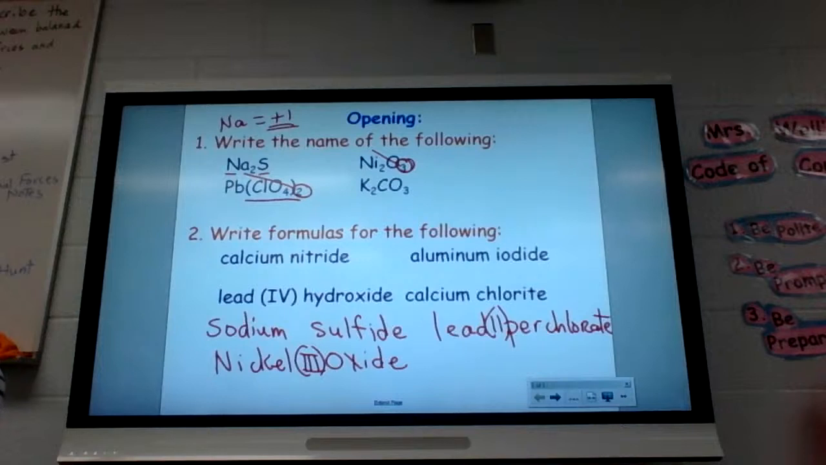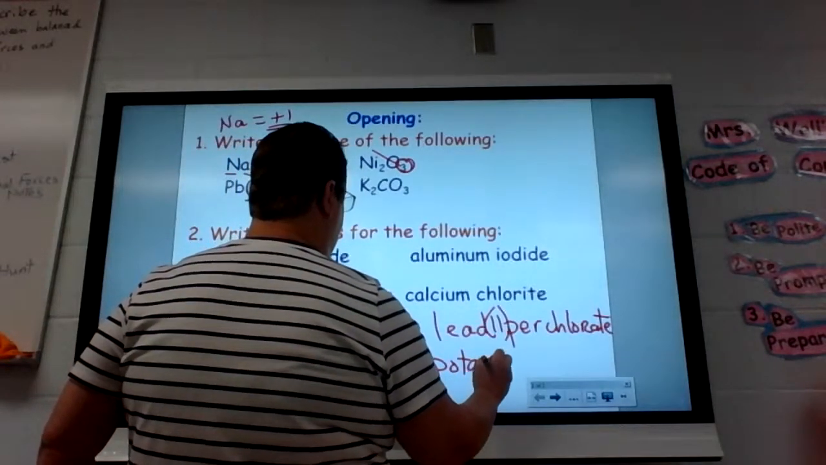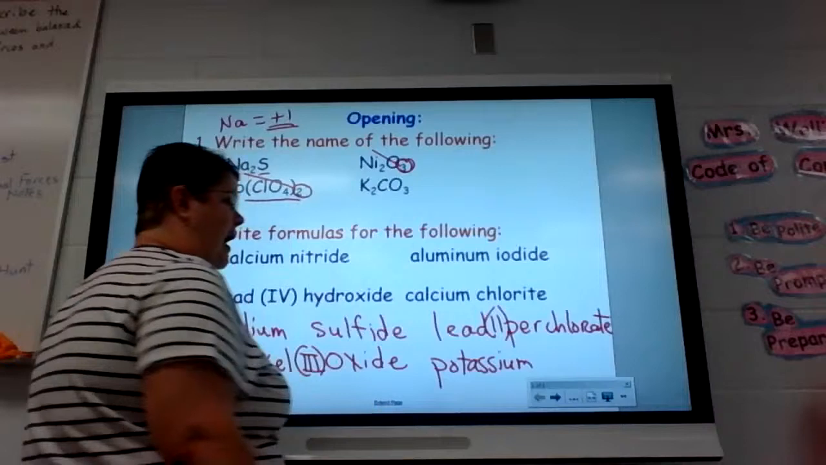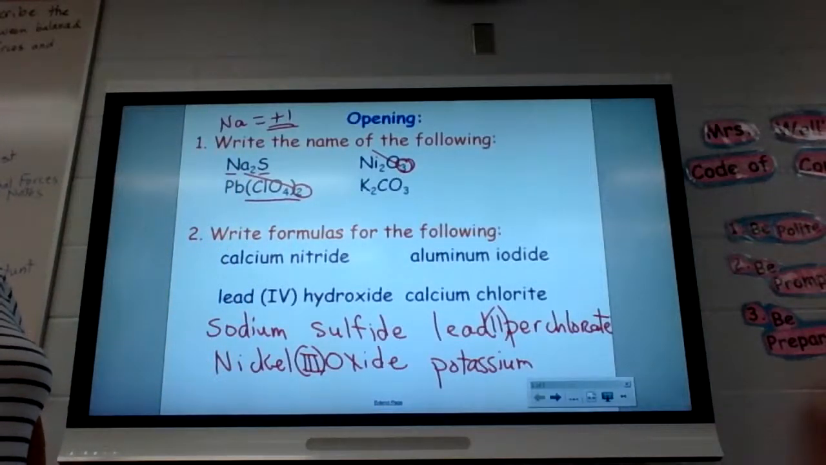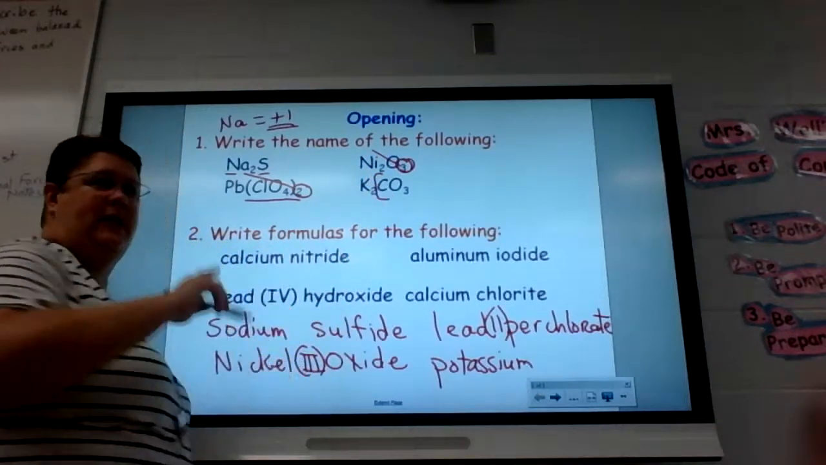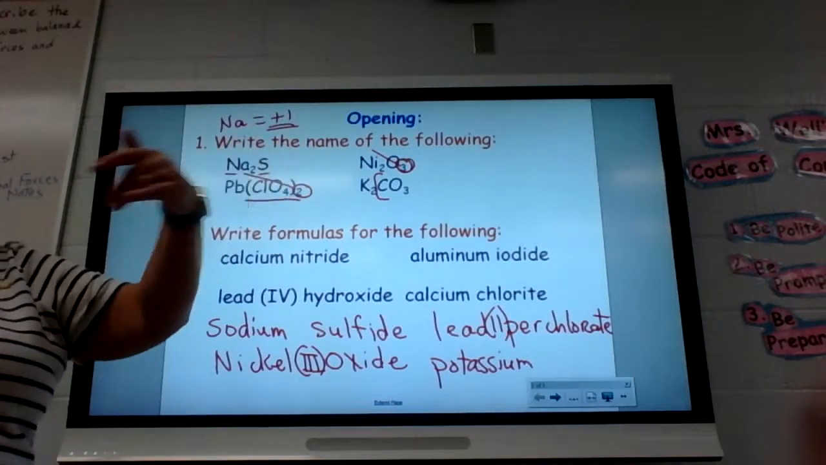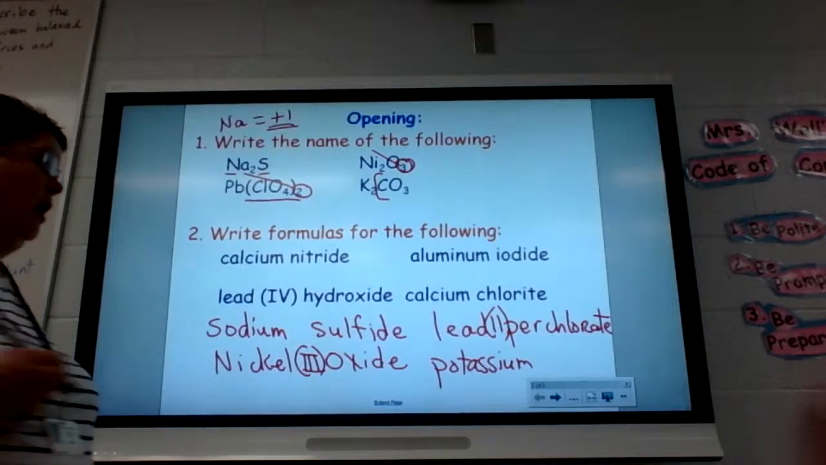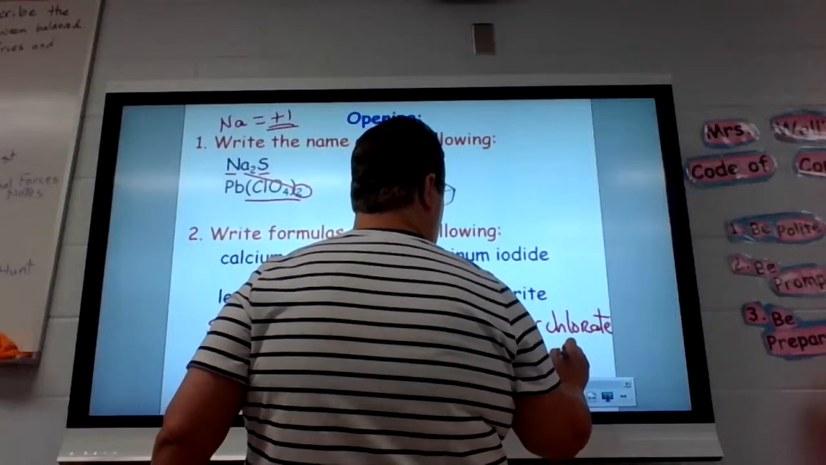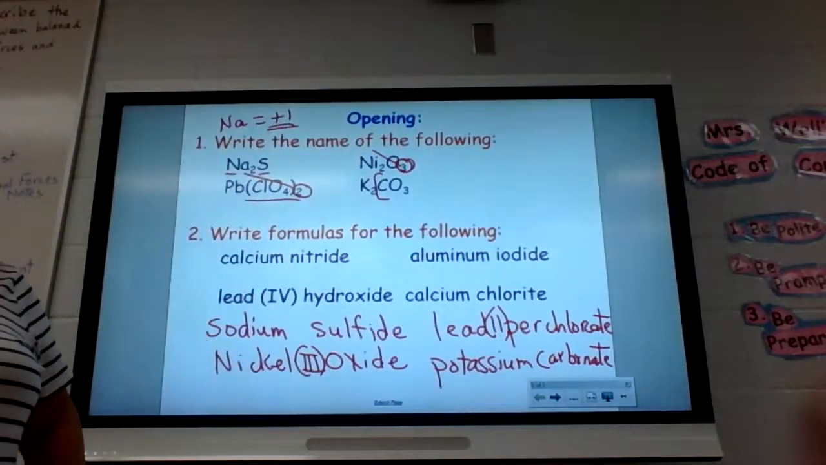Now, the last one has K. What is K? So you write potassium. Now, this one doesn't have parentheses, but it has how many capital letters? 3. So it's still a polyatomic ion. So everything after the K, you're looking up together for one name. So you look on the blue card and you look up CO3 for one name. So you write carbonate. Potassium carbonate.